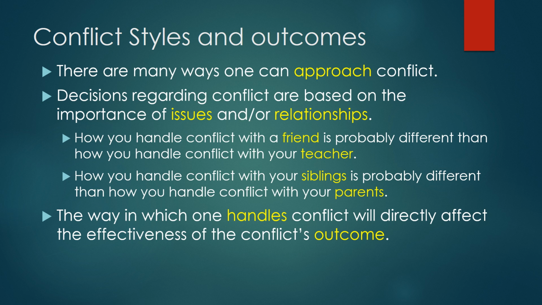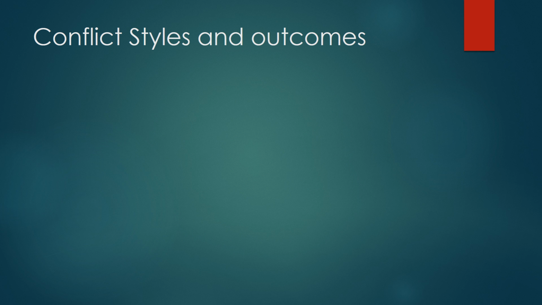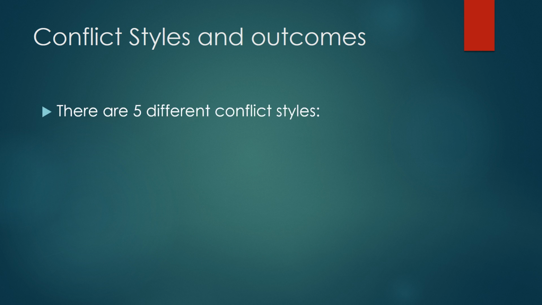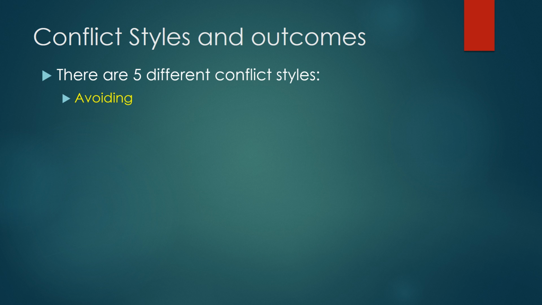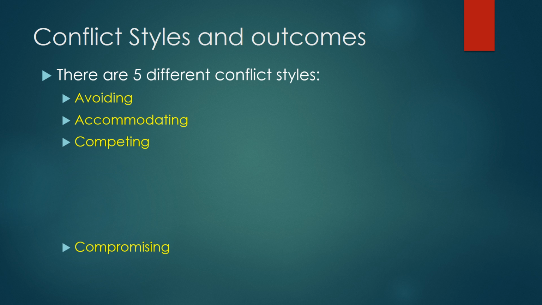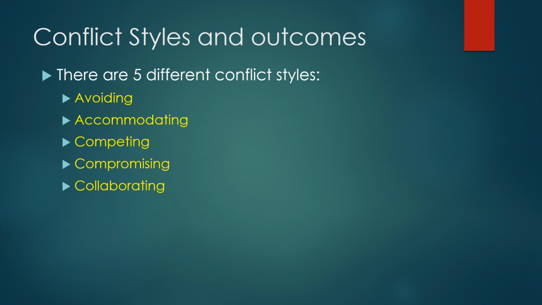All right. So 5 different types of conflict styles. Here you go. First one, avoiding, which you can probably have a rough idea of what that is, but we'll break it down here in just a sec. Accommodating, competing, compromising, and collaborating. Those are the 5 different types of conflict styles that we're going to talk about, and how to basically manage that conflict.